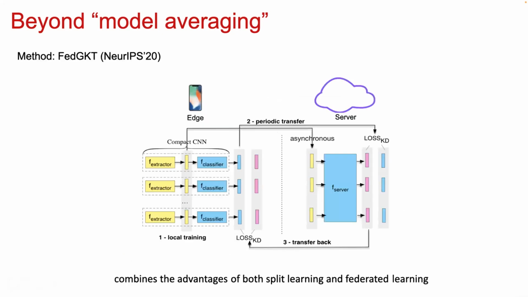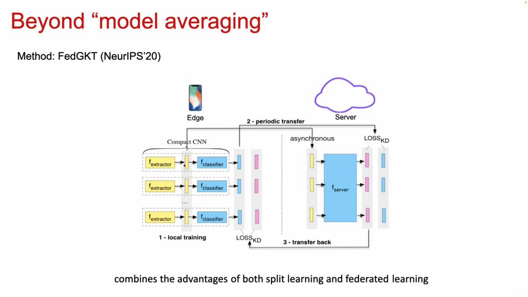So that's a method that we have been developing called FedGKT. It's called Federated Group Knowledge Transfer. And at a high level, here is how you can visualize FedGKT. The idea is that, let's say, you can only afford to train a compact CNN at each edge node. Now, what this CNN would be doing is going to have a feature extractor and a classifier.